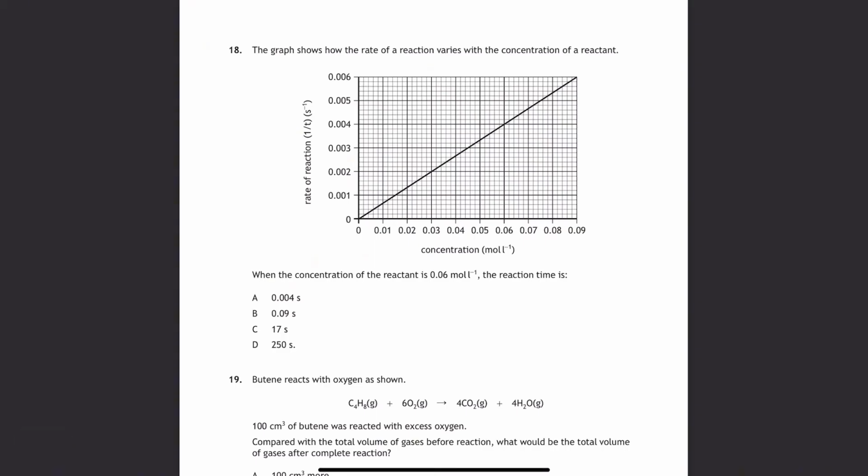Concentration is 0.06 moles per litre. What is the reaction time? So if we read off the graph, at 0.06 moles per litre, the rate was 0.004. So all we do to work out the time is do 1 over the rate. And if you put that into your calculator, you get 250 seconds. And the time's always in seconds because the relative rate is per second.